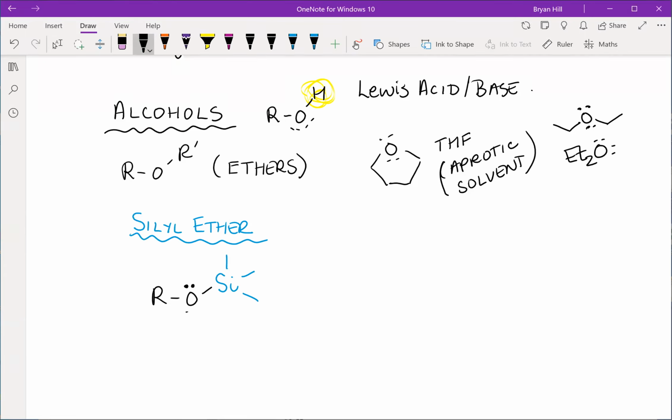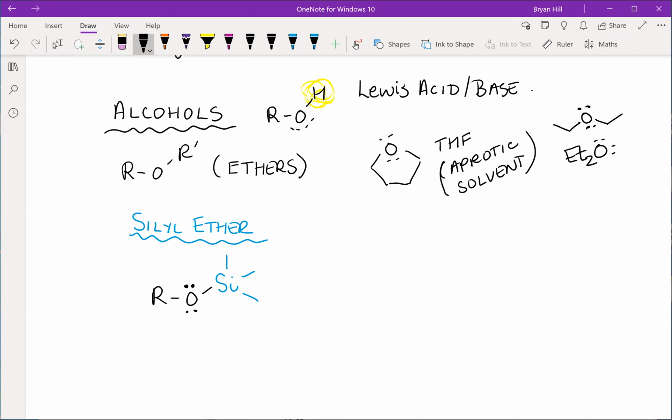Now, silicon is lower on the periodic table, so when it bonds to things like carbons and oxygens, its bond length is slightly longer. But silicon does have an affinity for both oxygen and fluorine, and that's going to be the key part here.